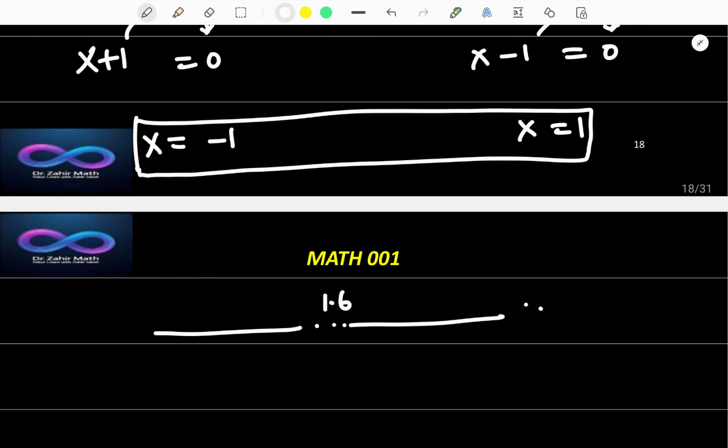Yes. So that's all for today's lesson, which is Math 001 exercise 1.6. Remember, always highlight the keywords in the questions before solving. This will make your work much easier and clearer.